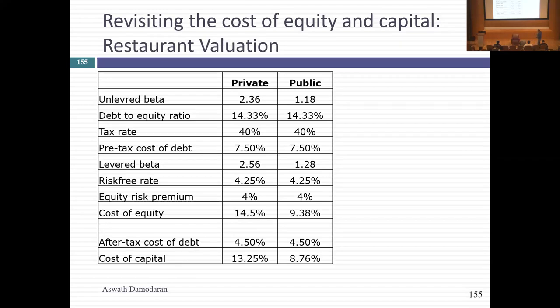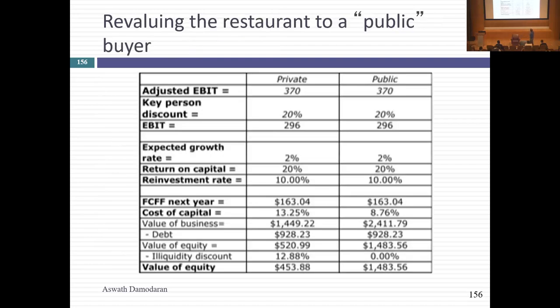So when you make the beta adjustment, you can already see the drop-off in my cost of capital. Instead of 13.25%, I'm going to go with a public company cost of capital of 8.76%. And my value, which is 454,000, will now go to 1,483. Notice the liquidity discount is gone. I'm using a market beta. This is very much like every valuation we've done so far in this class. So if you have a private company being sold to a public company, you can pull up the template you had for valuing public companies and get away with it.